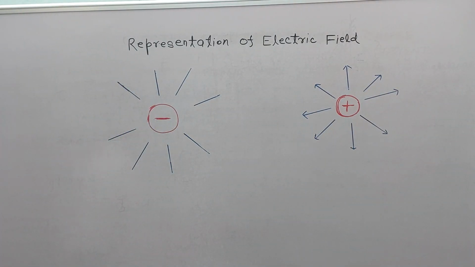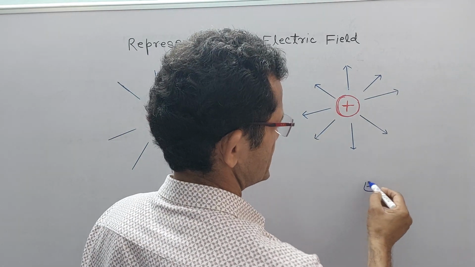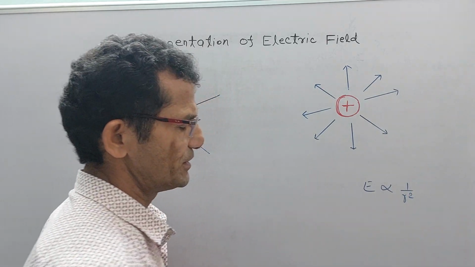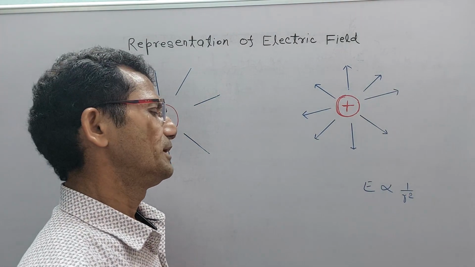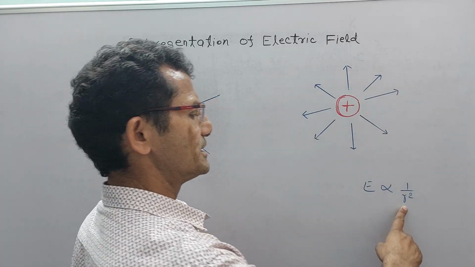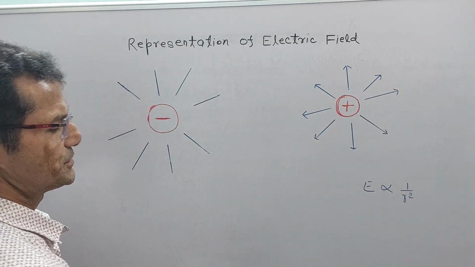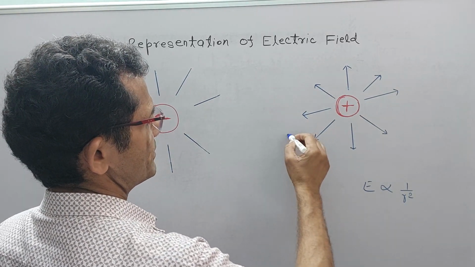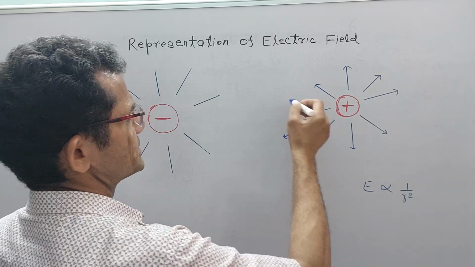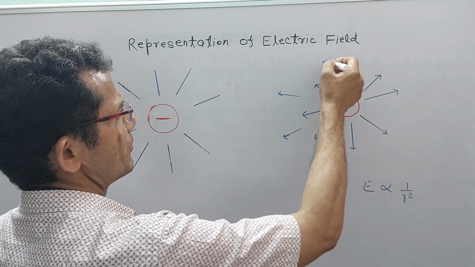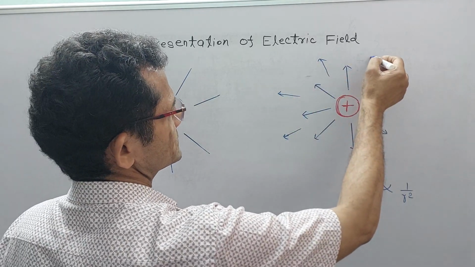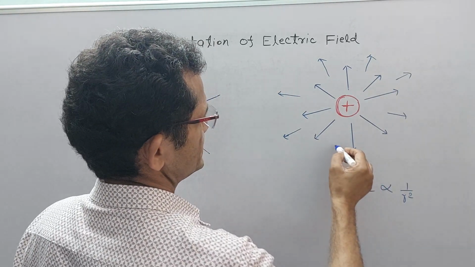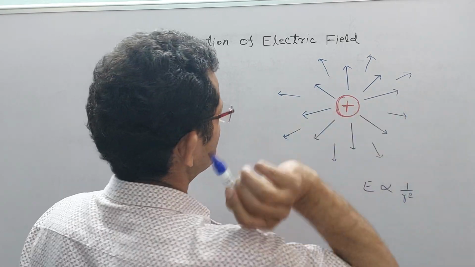Now we know that by the definition, the electric field is directly proportional to 1 upon r square. So the field will be decreasing when r is increasing. It is the inverse of the square of the distance. So when we go far off, the magnitude decreases and the direction is away from the charge, so the length will be very small. When we go away from this one, the length will be smaller than the earlier one.